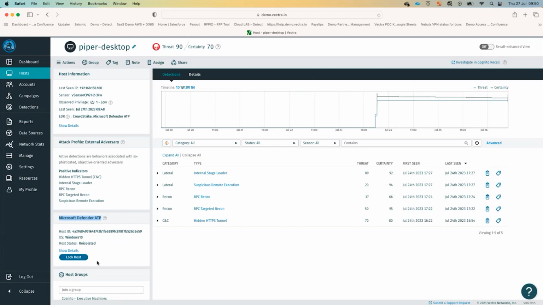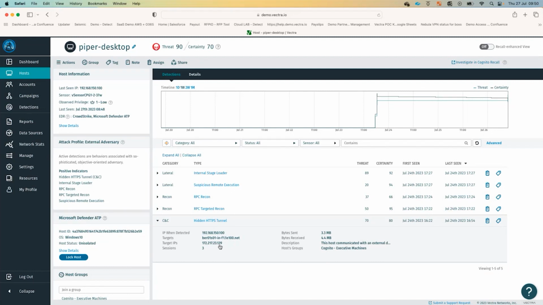We can also do things like integrate with firewalls. So when hidden HTTPS tunnels are found, we can show you how many hosts are trying to connect to that. It would make much more sense to block any connectivity to that offending IP that's external to you than lock every single host, right? For you to go and do something about it.